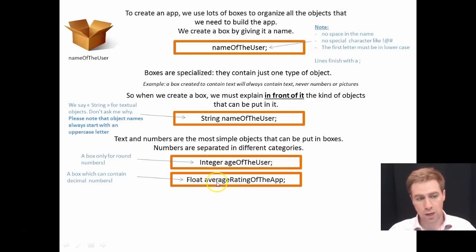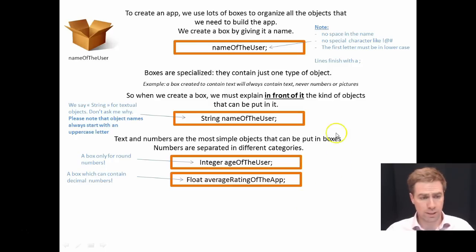And let's say I want to have a box where I will store the average rating of my app, so maybe 4.3, 3.2. So it's a decimal, right? It's a box where you will store a decimal, and you call that float. Again, please notice that we have a capital F, sorry, capital I for Int. And notice that all the names of our boxes don't start with an uppercase. It's always lowercase.